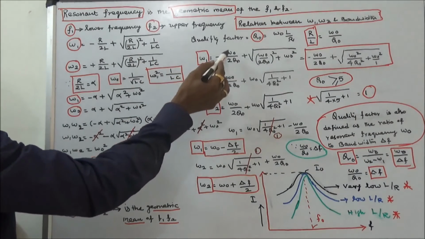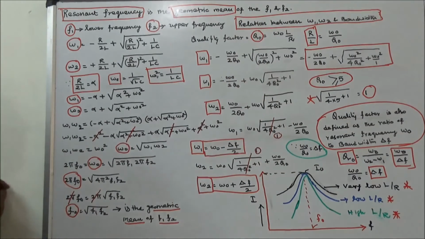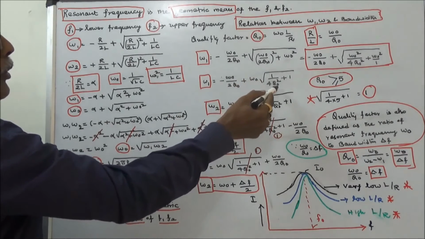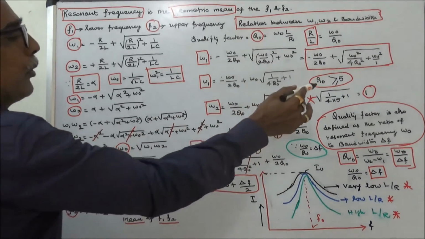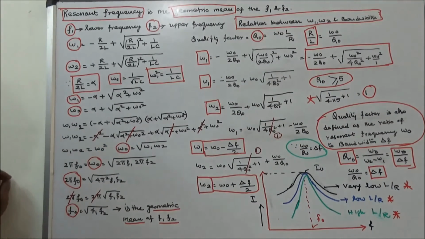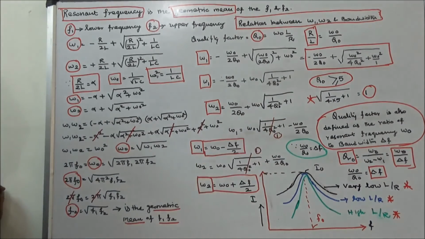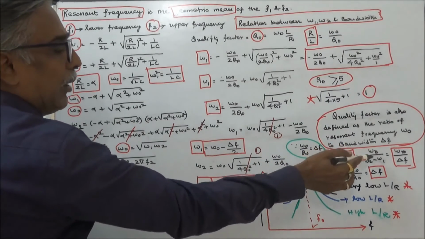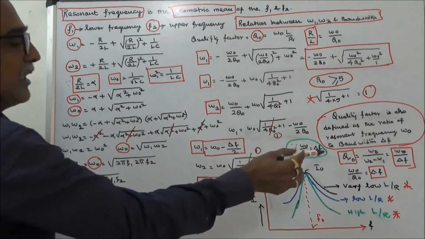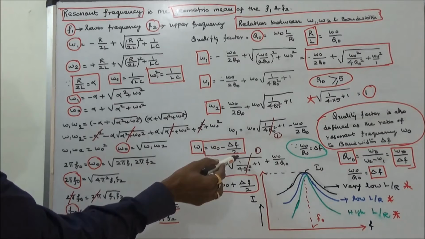Omega 1 is equal to minus omega naught by 2 Q naught plus root of (omega naught by 2 Q naught) the whole square plus omega naught square. So omega 1 is equal to minus omega naught by 2 Q naught plus omega naught into root of 1 by 4 Q naught square plus 1. If Q naught is greater than or equal to 5, then 1 by 4 Q naught square plus 1 is approximately equal to 1. Here omega 1 is equal to omega naught minus omega naught by 2 Q naught. Here Q naught is equal to omega naught by omega 2 minus omega 1, that is equal to omega naught by delta f. I rewrite bandwidth is equal to omega naught by Q naught. Therefore, I can write omega 1 is equal to omega naught minus delta f by 2.